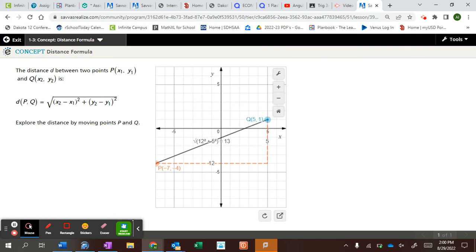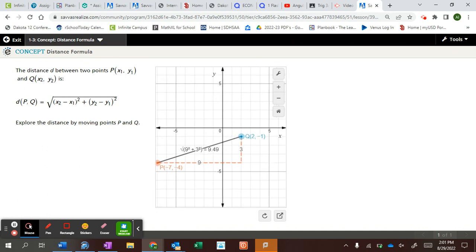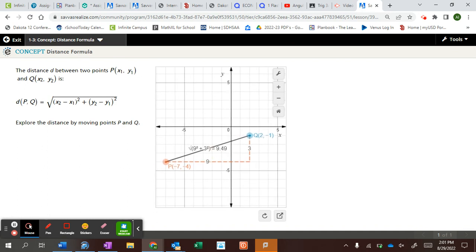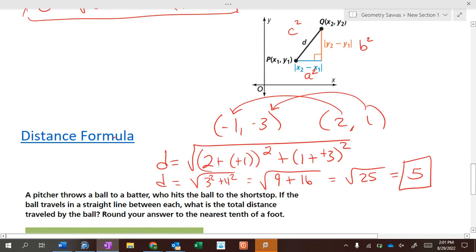Okay? So if this side is 5 and this side is 12, okay? 12 squared plus 5 squared is 169. Square root of that is 13. Okay? So that's distance formula. Most of the time, your distance formula will be a decimal. But every once in a while, we can find what's called a Pythagorean triple, where it's not a decimal.